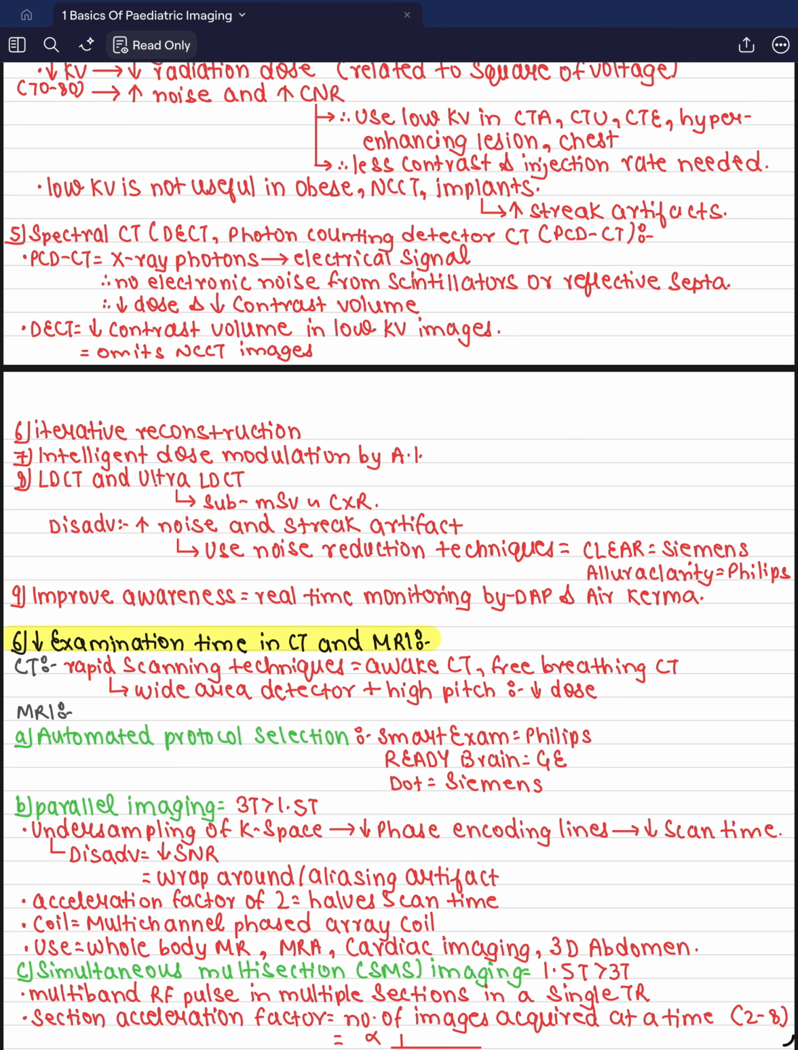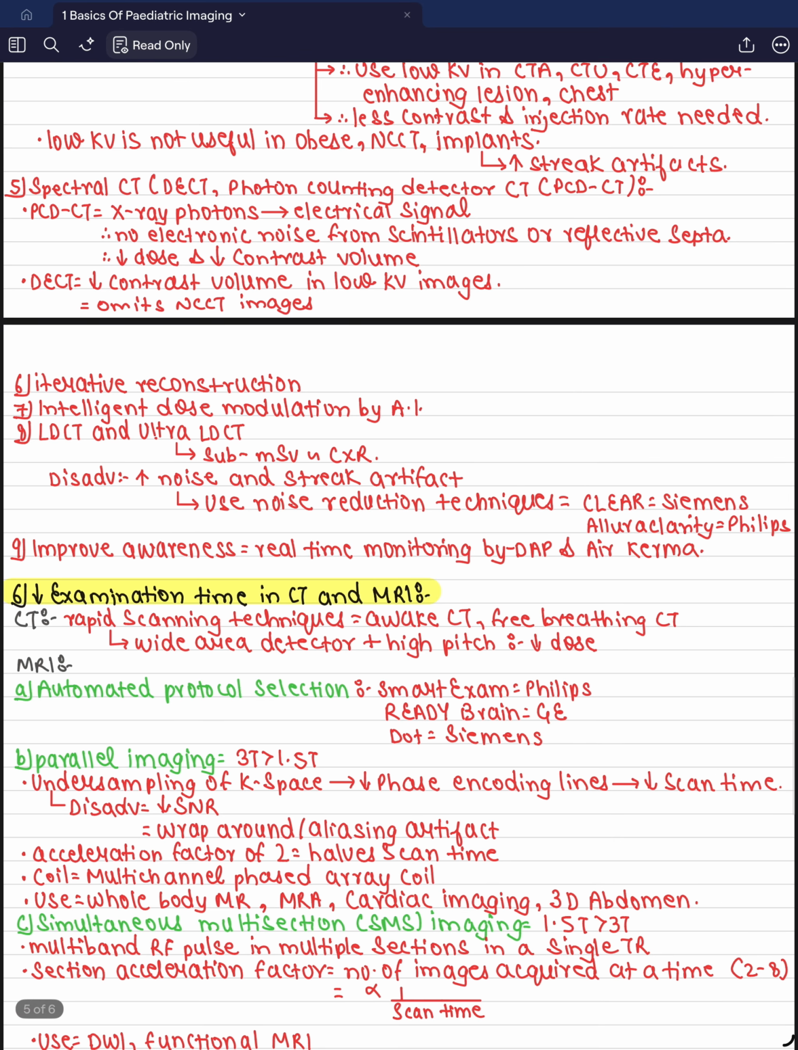But what is the disadvantage? You are using such a low dose, it will increase the noise and it will increase the streak artifact. So you should simultaneously use noise reduction techniques. Now what are the noise reduction techniques? In Siemens it comes with the name of Clear. In Philips it comes with the name of Clarity.